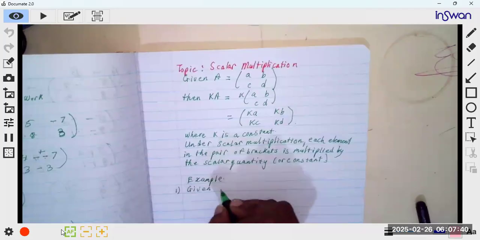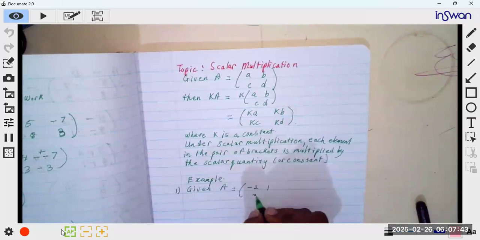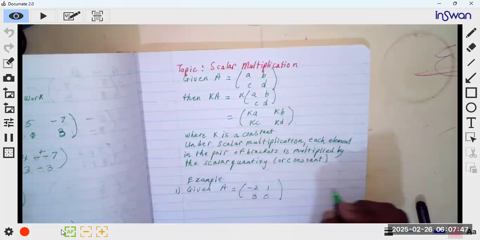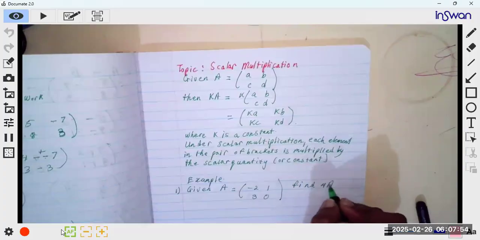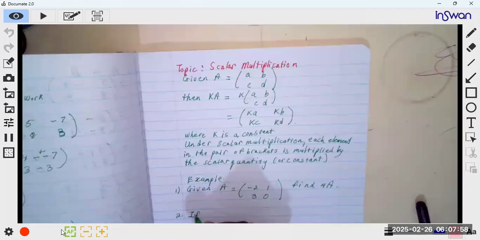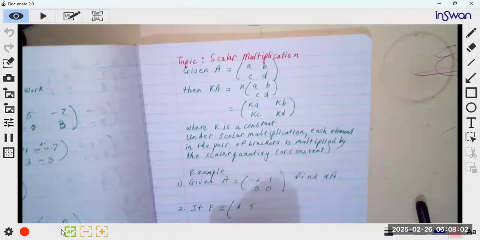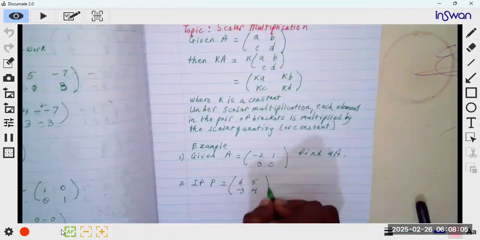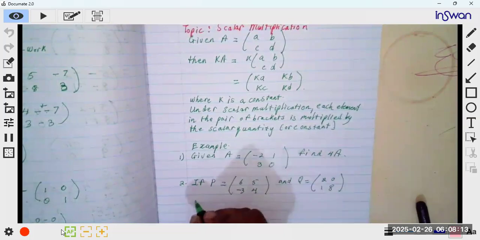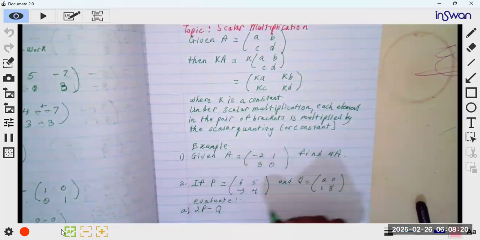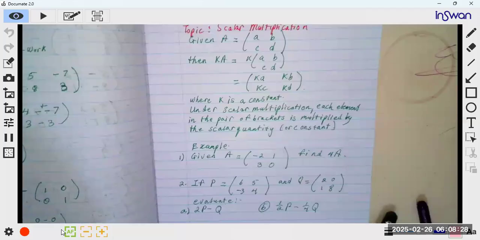Given A is equal to -2, 1, 3, 0. Find 4A. Then, if P is equal to 6, 5, -3, 4 and Q equal to 2, 0, 1, 8, evaluate: first one, A, 2P minus Q; B, a half P; C, a quarter Q. I can see this from the scalar multiplication.